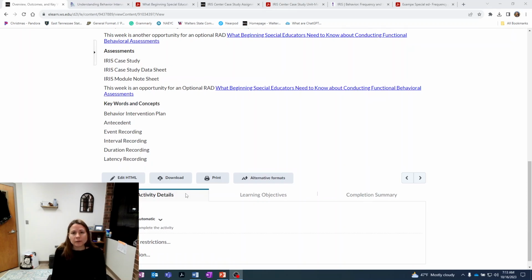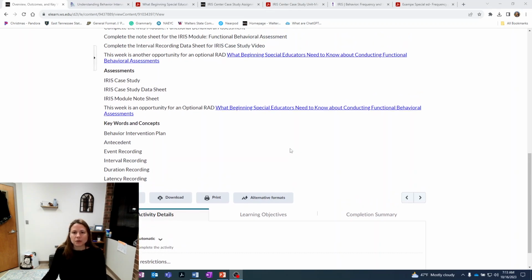Again, looking at behavior intervention plans, antecedent, which we learned about last week from the ABC, which was the antecedent, behavior, consequence, right? So the ABC analysis we learned about last week. So again, we see that antecedent word and term. We have event recording, interval recording, duration recording, and latency. And all of these are types of data you're going to collect. And each one you use serves a different purpose. Even though they're all collecting data, to put that intervention plan in place, you still have those different types that you can use.